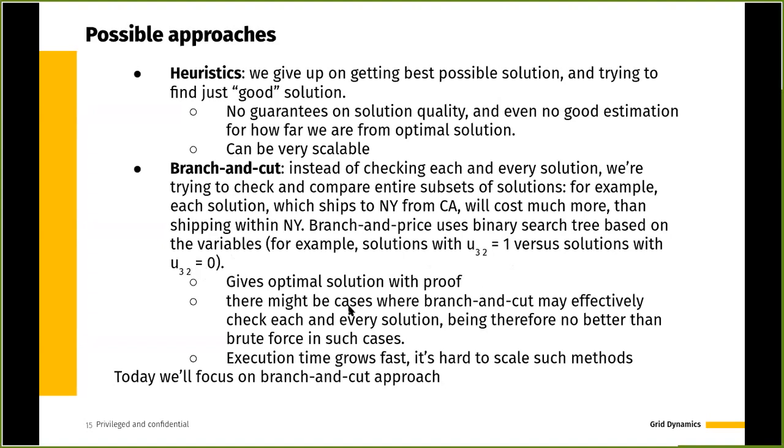So the pros and cons here is that we are getting an optimal solution and we are getting it with a proof, but there are cases for each problem where we can find a case when our branch and cut method will be as bad as brute force, and also such kind of approaches are not so scalable. Their execution time grows very fast, much faster than for heuristics, and that's why it's hard to scale them to bigger ones. Today we will focus on the second approach, branch and cut, but just be aware that heuristics can also be used to solve such kind of problems.